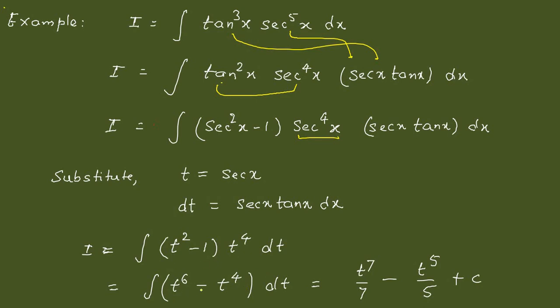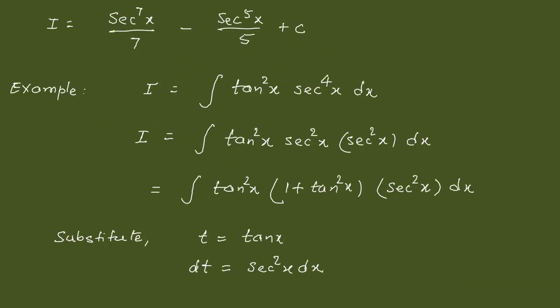multiplying it we will get t to the power 6 minus t to the power 4, and after integrating we will get t to the power 7 by 7 minus t to the power 5 by 5 plus c, and substituting back the value of t, that was sec x, we get this as the final answer.